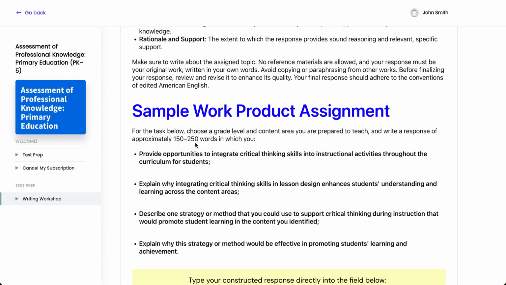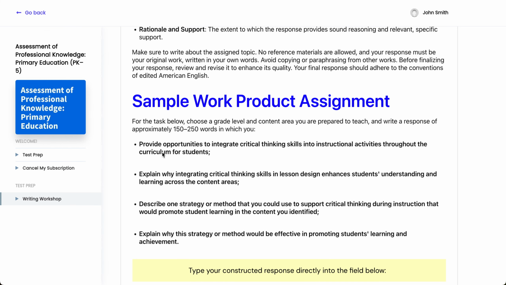So again, this is 150 to 250 words in length, and what our prompt is asking you to do is to provide opportunities to integrate critical thinking skills into instructional activities throughout the curriculum for students. Explain why integrating critical thinking skills in lesson design enhances students' understanding and learning across the content areas. Number 3, describe one strategy or method that you could use to support critical thinking during instruction that would promote student learning in the content you identified. And then finally, explain why this strategy or method would be effective in promoting students' learning and achievement.